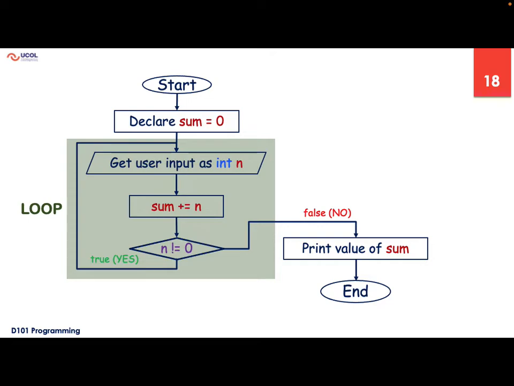We declared and initialized the sum equal to 0 variable. Ask the user to give an integer value n. Add that n value into the sum. Check the condition: if n is not equal to 0, we repeat those steps, and eventually, whenever the user gives 0, we will stop that loop.